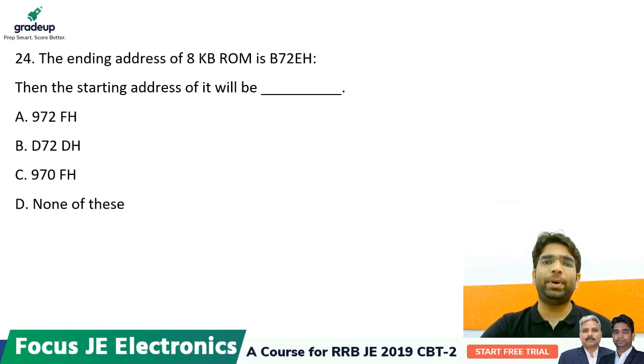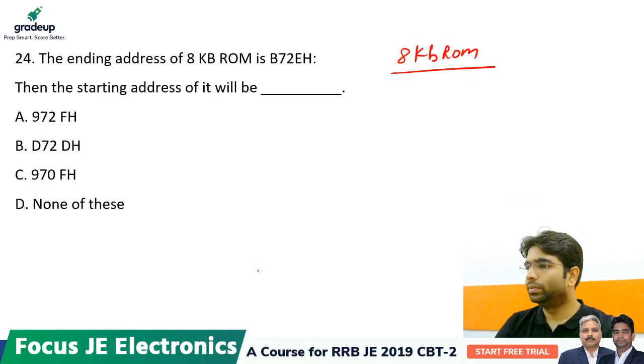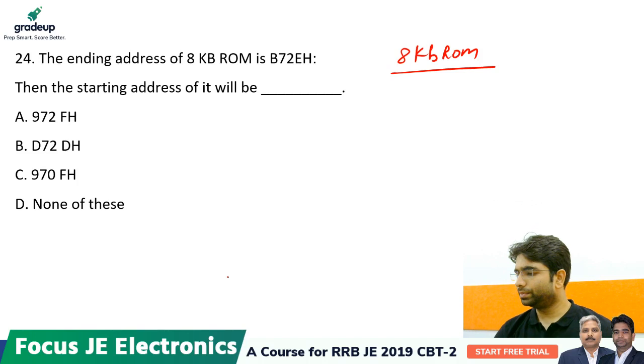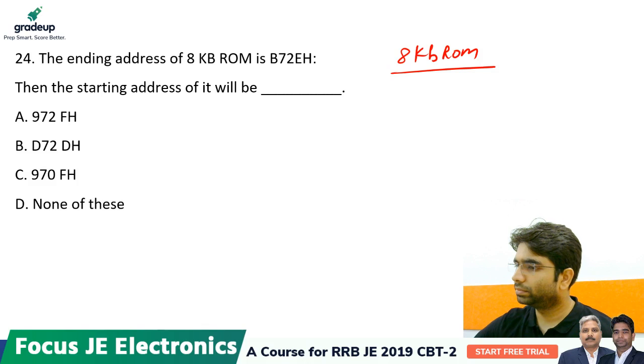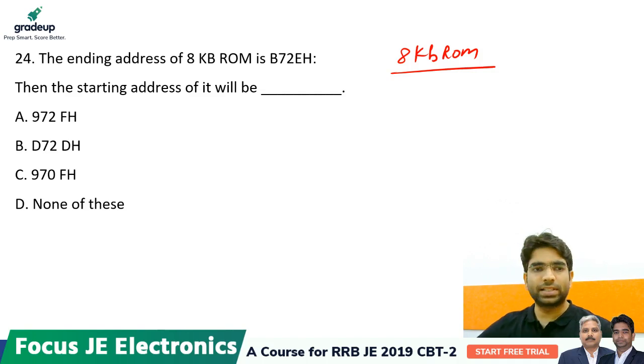The ending address of an 8 KB ROM is given. The starting address of it will be? My dear friends, first of all tell me, 8 KB ROM. The answer is B. How many of you say B? And what is the logic you applied?